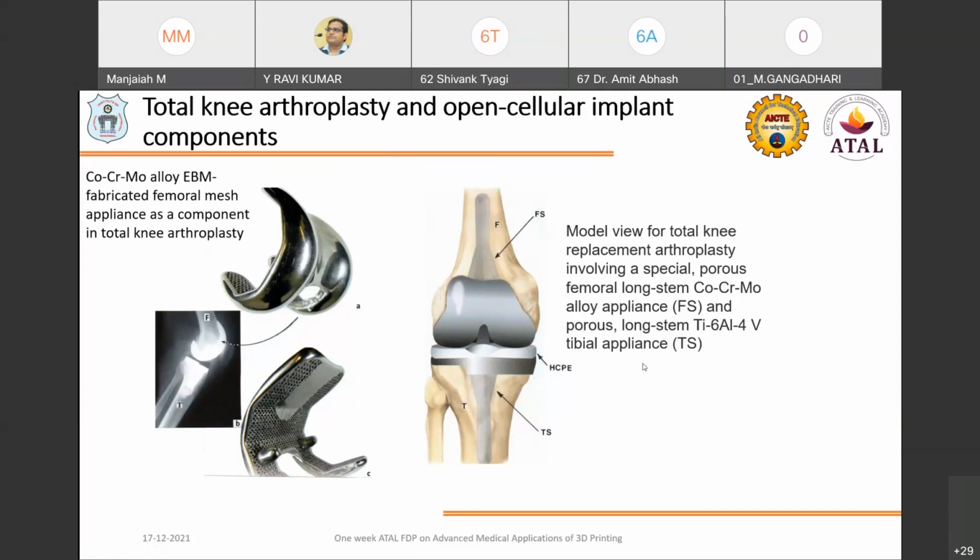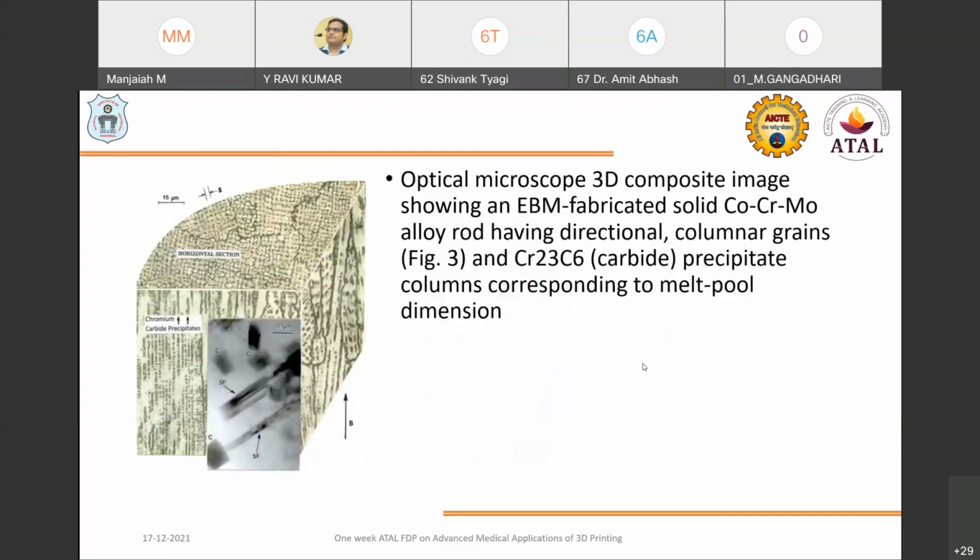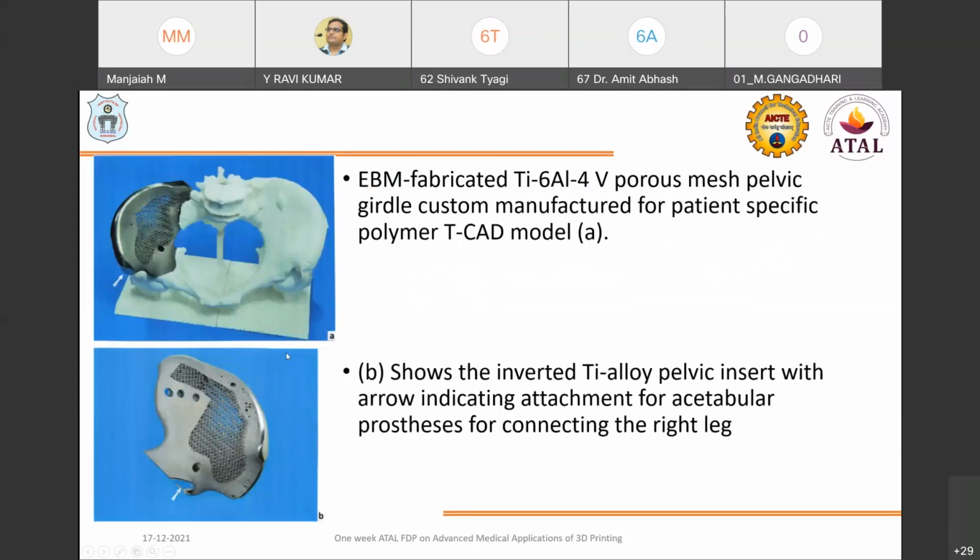Because when we are inserting these kinds of things, if you see the analysis of this cross-section, the parts which are manufactured by EBM chromium cobalt material, and then if you observe the optical microscopic image of the composite of this bone as well as the implant, the EBM fabricated solid chromium cobalt molybdenum alloy rod having this direction in this figure, and the carbide precipitate columns correspond to the multiple dimensions. This is what is obtained in the hip stem, the microstructural options of these carbides.